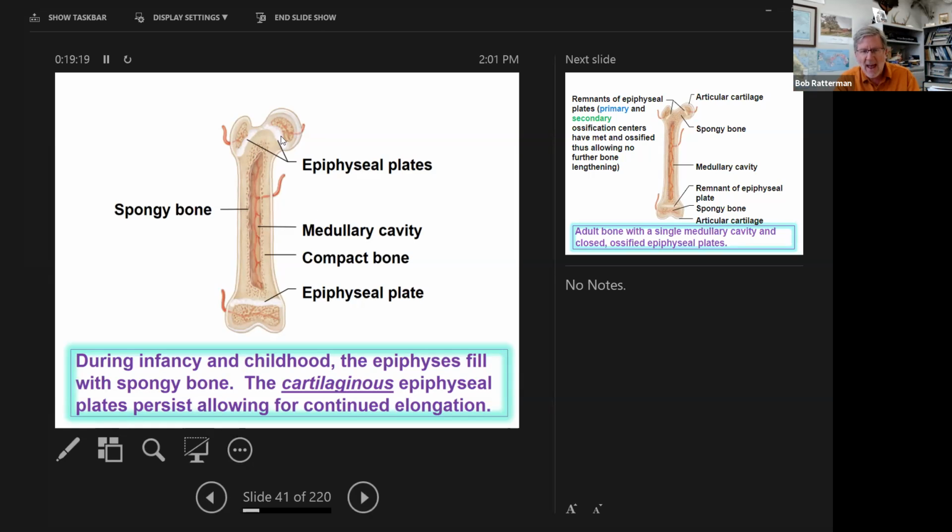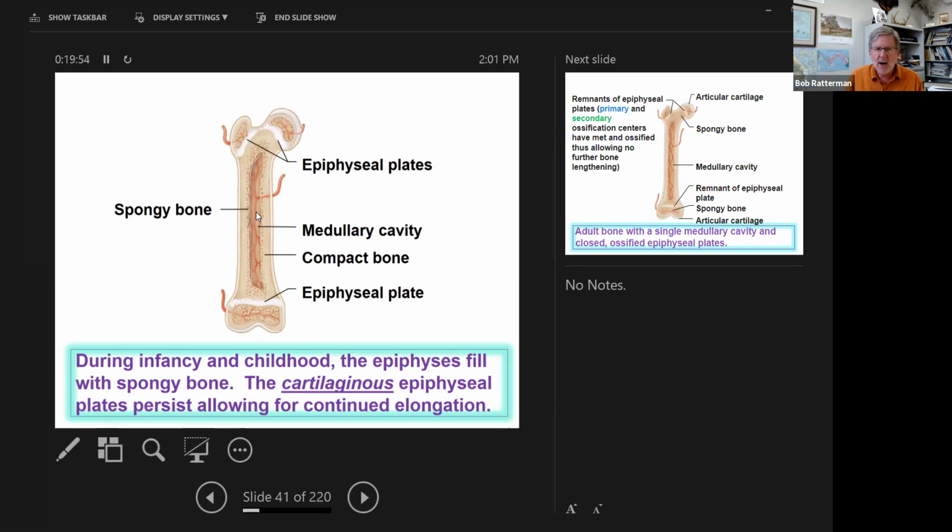So as long as you have pieces of hyaline cartilage in the form of epiphyseal plates, this bone can still do what? Second sentence tells you. It can still grow. It can still elongate, right?